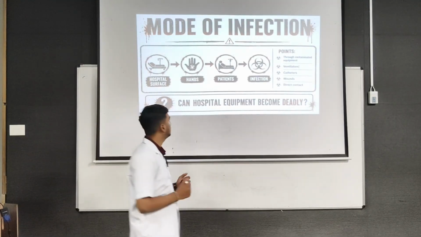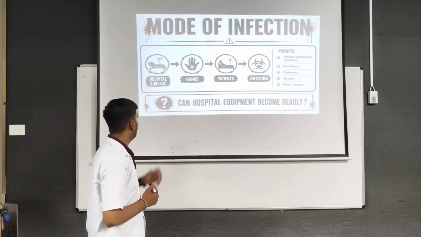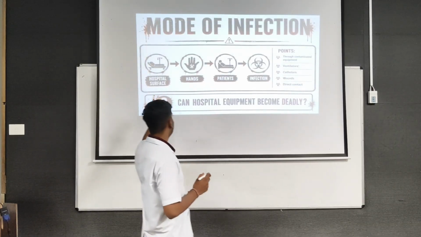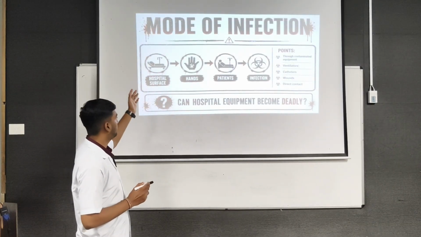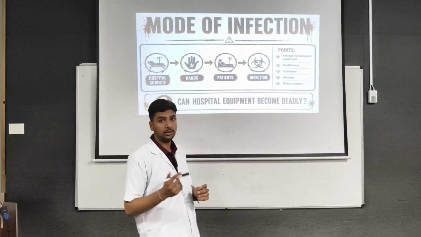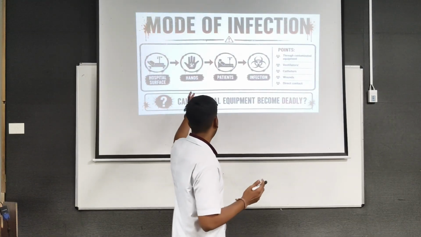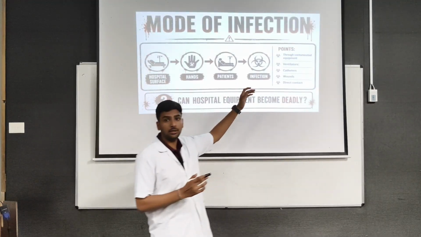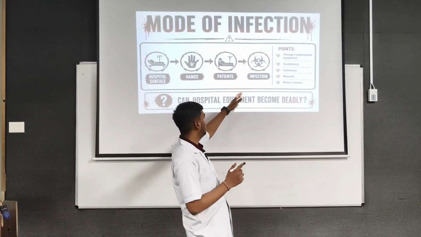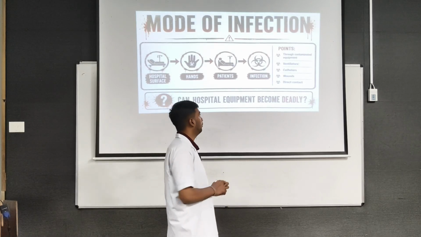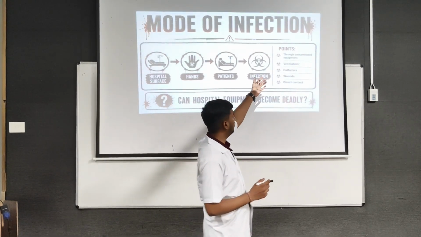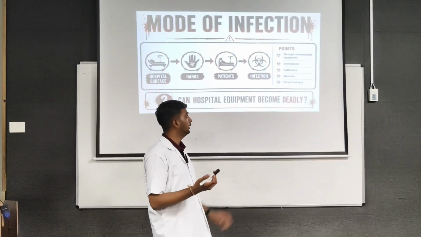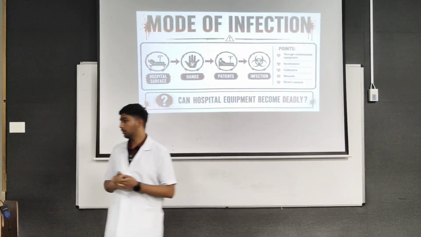Now the mode of infection. Firstly, the hospital surfaces get contaminated. It will spread from healthcare professionals like doctors through their hands, and from one patient to another patient, entering the other patients' bodies and infecting the whole body. It can also be present in ventilators, catheters, and wounds, and hence can spread by direct contact.